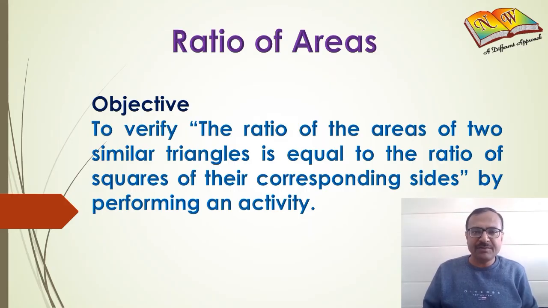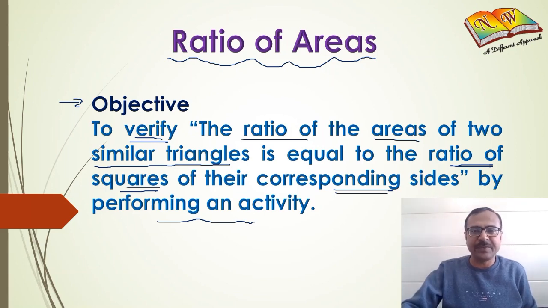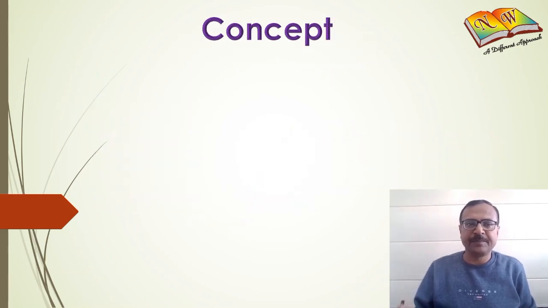In this activity, we shall be learning how to verify the ratio of areas theorem of class 10th. The objective of this activity is to verify the statement or the property of a triangle that the ratio of areas of two similar triangles is equal to the ratio of squares of their corresponding sides. We'll be performing an activity to verify this statement.